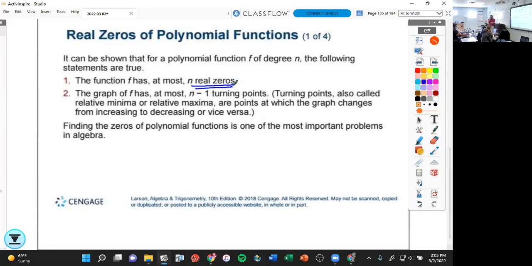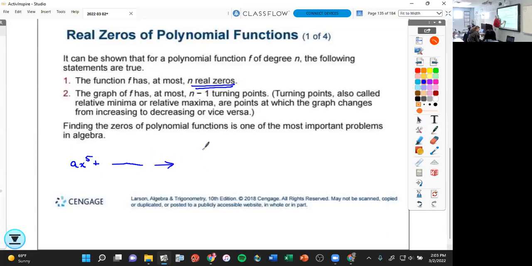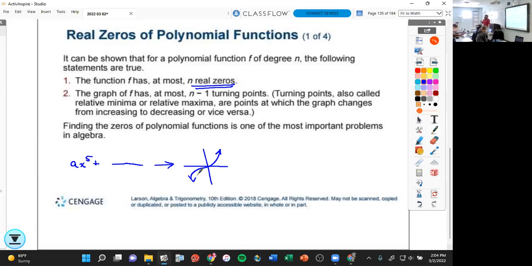The graph has at most n minus 1 turning points. So if I have a 5th degree polynomial, at most it turns how many times? 4 times. So a fifth degree, so x to the fifth plus other stuff. That graph could look like, well, we've seen one. How many turning points does that guy have? 0. A turning point is when it changes from increasing to decreasing or decreasing to increasing. This guy here is always increasing.